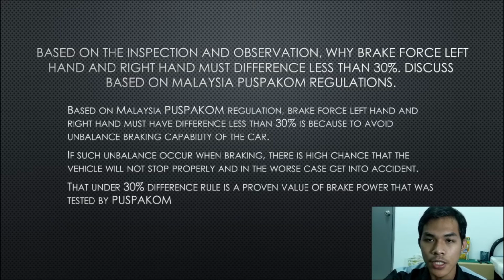Question 1. Based on the inspection and observation, why must the brake force difference between left hand and right hand be less than 30%? Discuss based on Malaysia Puspakom regulation. Based on Malaysia Puspakom regulation, the brake force left hand and right hand must have a difference of less than 30% to avoid unbalanced braking capability of the car. If such imbalance occurs when braking, there is a high chance that the vehicle will not stop properly and in the worst case get into an accident. That under 30% difference rule is a proven value of brake power that was tested by Puspakom.